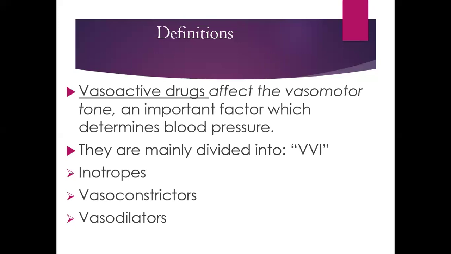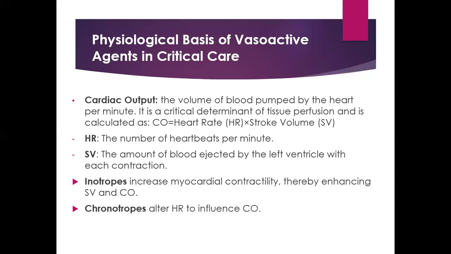And they are divided mainly into 3: the inotropes, the vasoconstrictors, and the vasodilators. Hopefully, we should be able to run through these 3 different categories of vasoactive drugs in the ICU. All right, so we'll just remind ourselves a little bit of physiology so that we can understand how these agents work. So the first term we're going to be looking at is cardiac output.